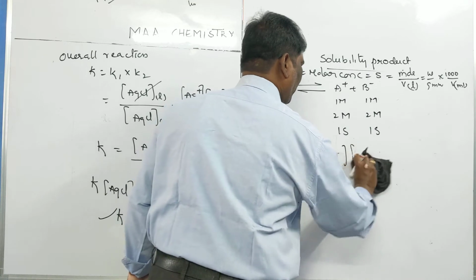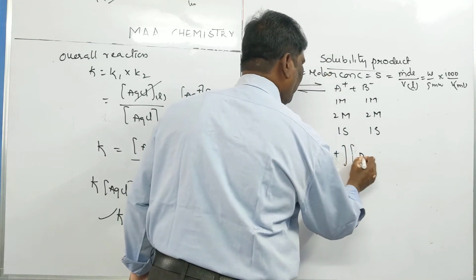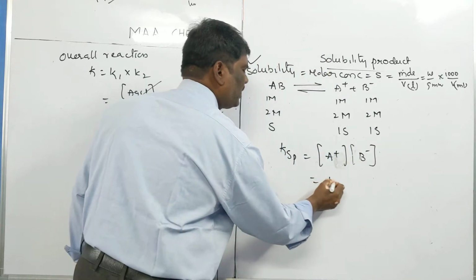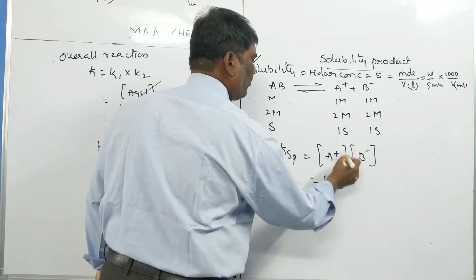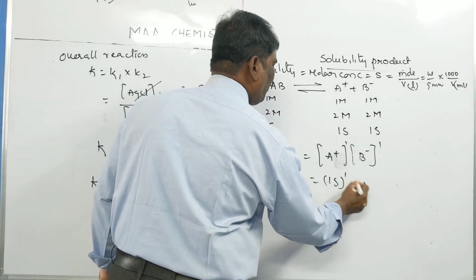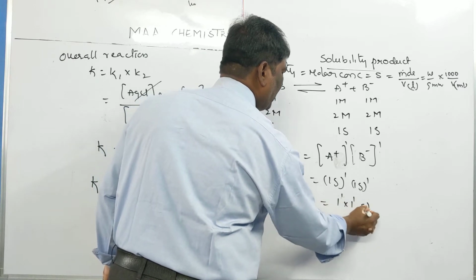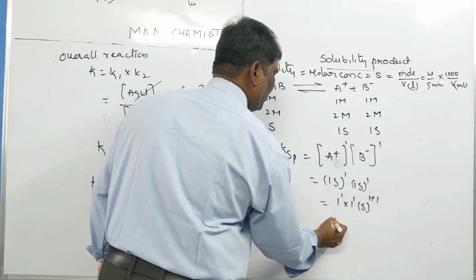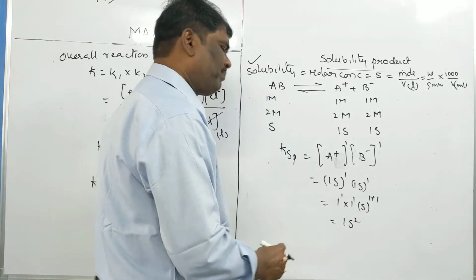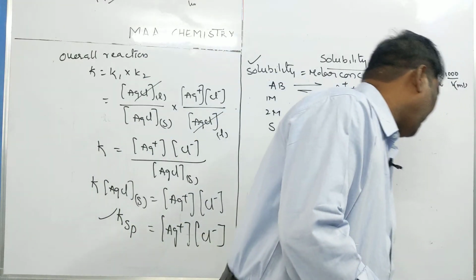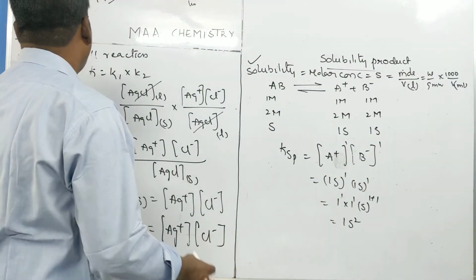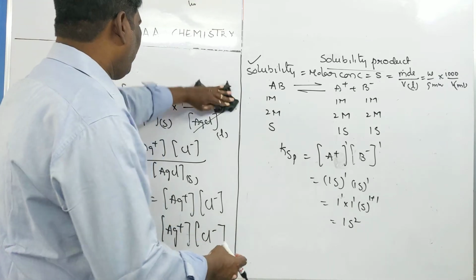Concentration of the negative ion we have. So this is B minus. Nothing but simplification: 1s whole power 1 and 1s whole power 1. Nothing but 1 power 1, S power 1 plus 1. Nothing but 1s squared. This is for salt AB. Now we go for salt AB2.